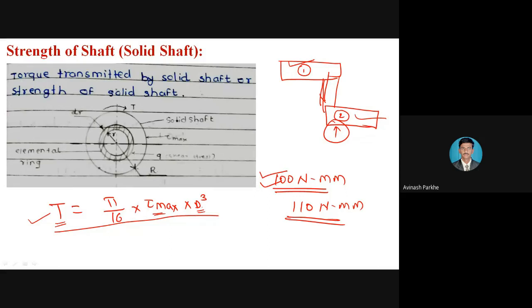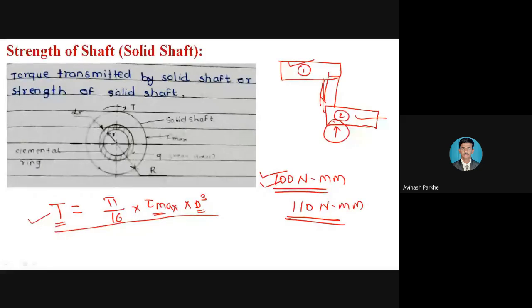Torque transmission capacity of the solid shaft is represented by. So the four options will be given in the form of T. Maybe T is equal to pi by 16 into tau max into d cube. Second option, pi by 32 into tau max into d square. Pi by 64 into tau max into d raised to 4.